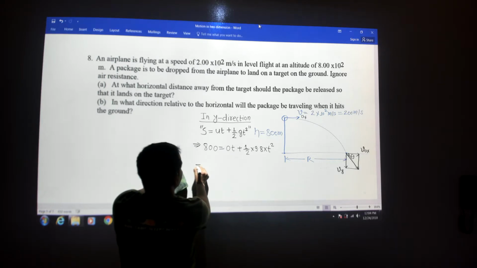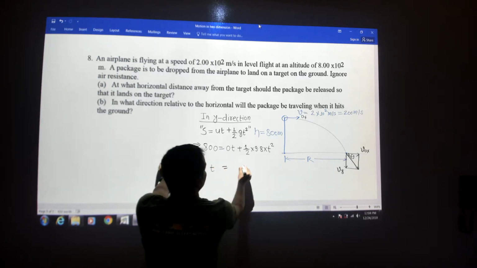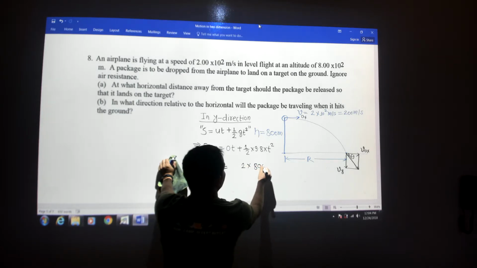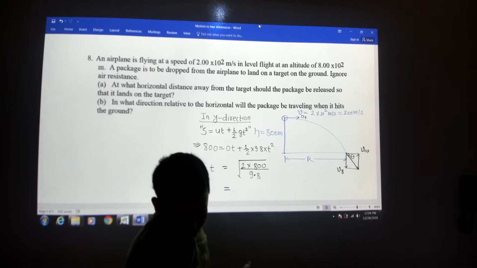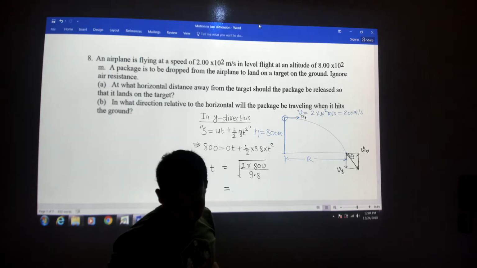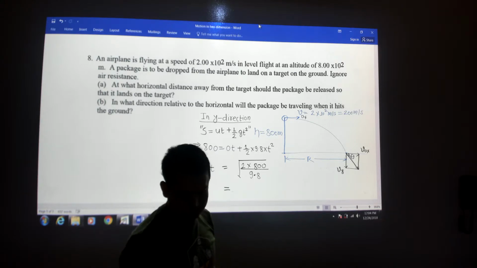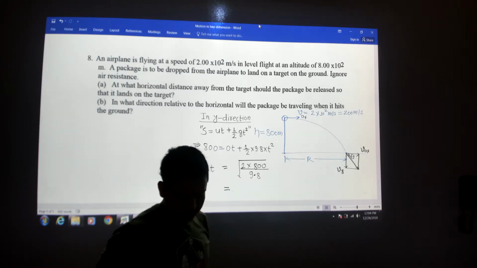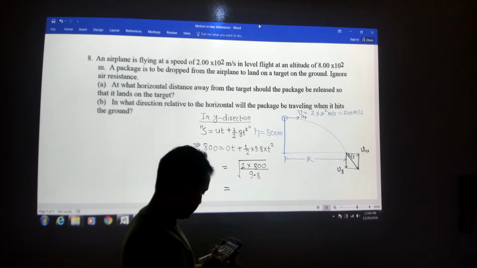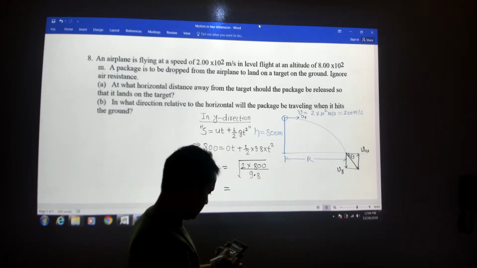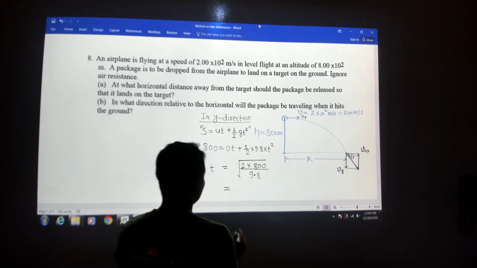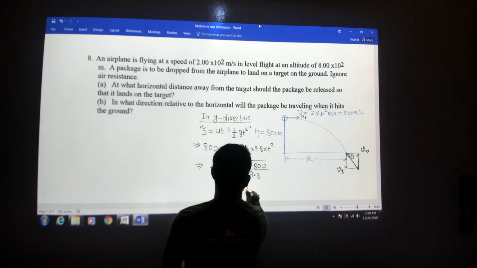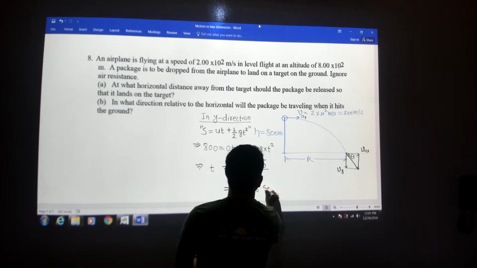So the time is equal to the square root of 2 times 800 divided by 9.8. You just have to use your calculator in this case. I'm using the calculator here: 2 times 800 divided by 9.8, and the square root is 12.8 second. This is the time.